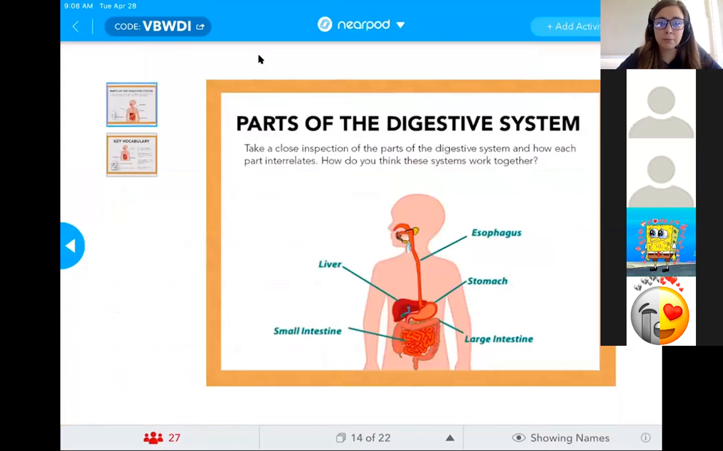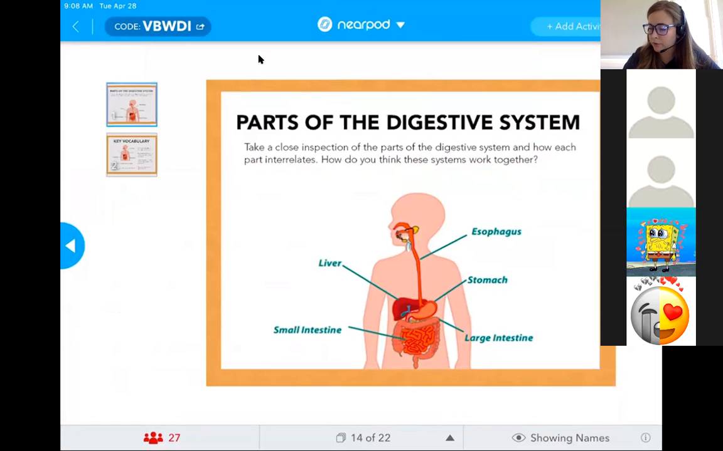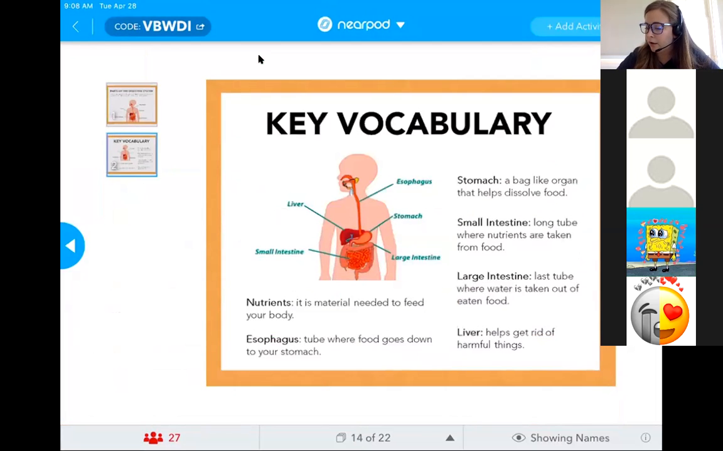All right, so the parts of the digestive system are your esophagus, your stomach, and then from your stomach, your food goes to your small intestine, then it goes to your large intestine. And the liver is also a part of your digestive system. One of the things that we haven't talked about as much as the esophagus, stomach, and intestines is the liver. And that helps your body get rid of wastes.